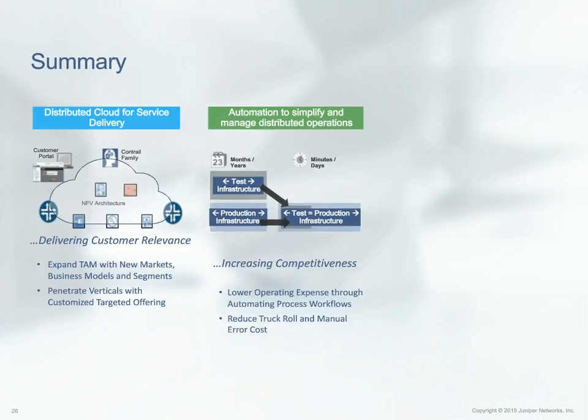Second is really the automation approach of this, right? Especially with a distributed cloud approach, if we don't have the ability to remove the manual operations away from these processes, it will be very, very difficult to build up a distributed cloud in this approach. So, automation is top of mind, and through automation, really, we're going to help your competitiveness in terms of lowering your operational expenses, as well as really reducing any truck rolls that might have previously existed in the delivery of these services.